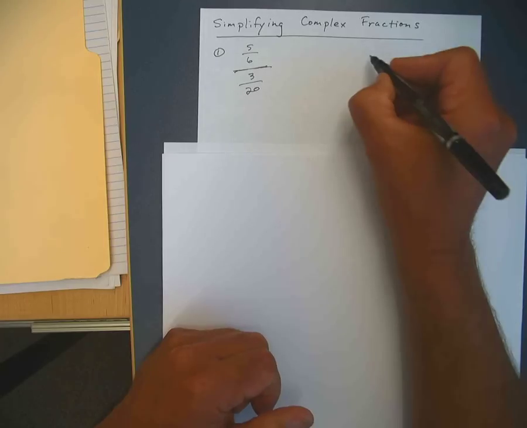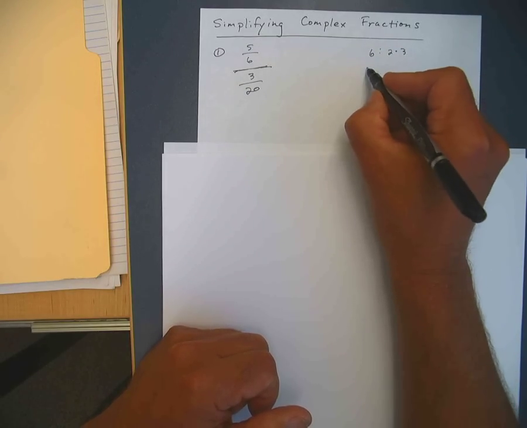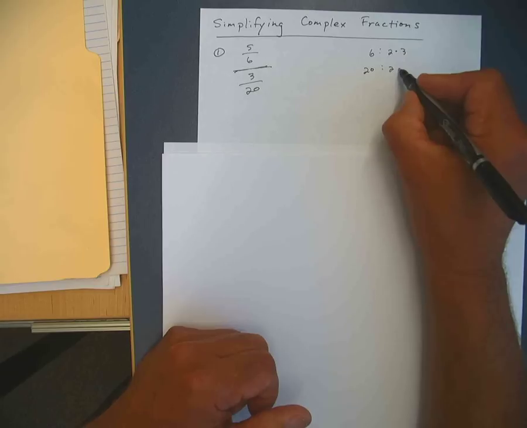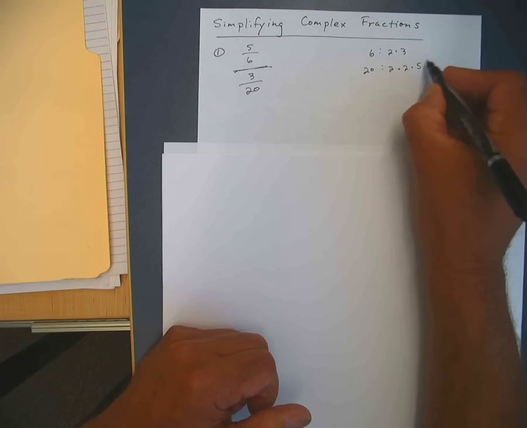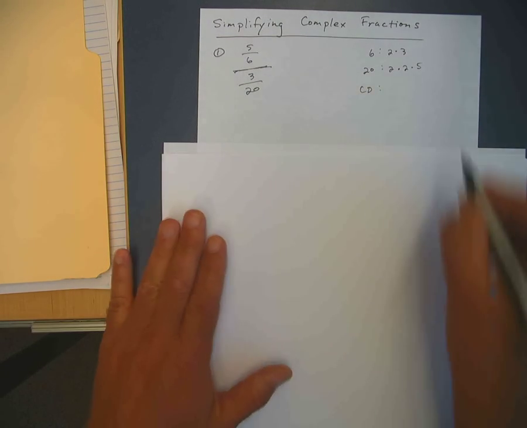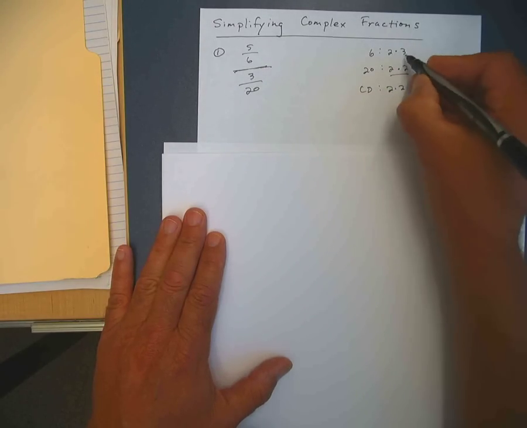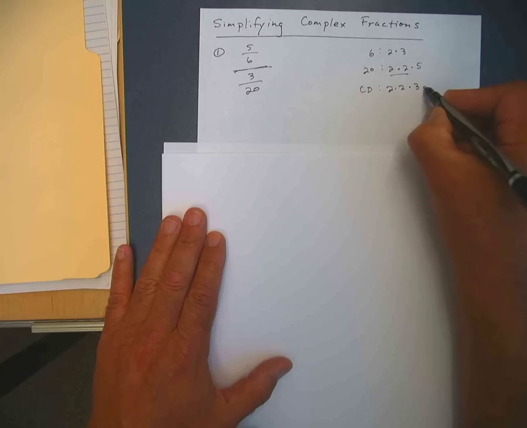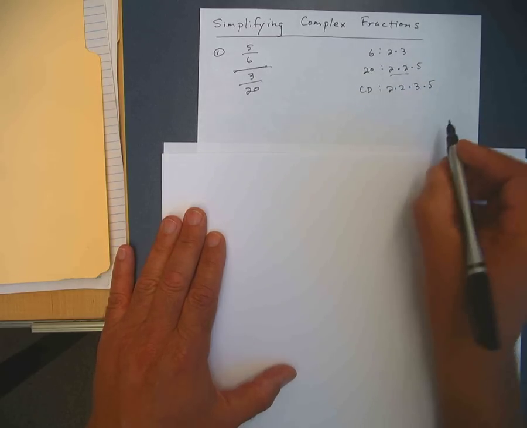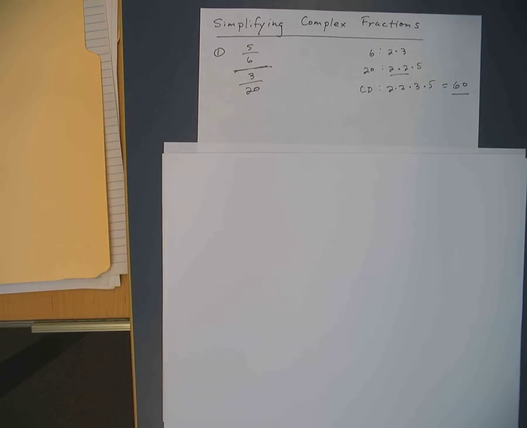So let's do that. If we take 6, the prime factors would be 2 and 3. If we take 20, the prime factors would be, let's see, 20 is 2 times 10. 10 has a factor of 2 and 5. So there are the prime factors. Let's find the common denominator. No, actually we need two 2's because here there are two of them. We're going to have 1, 3 and 1, 5. So if you multiply that out, you get 4 times 3 is 12, times 5 is 60. So 60 would be your common denominator here.